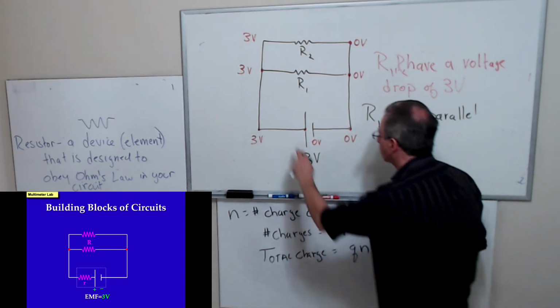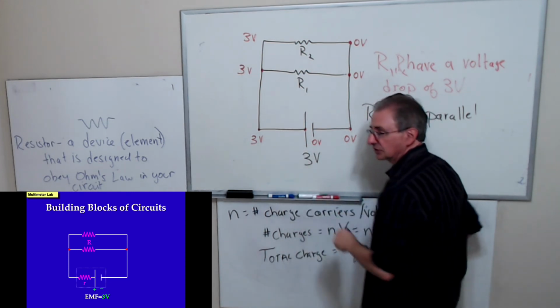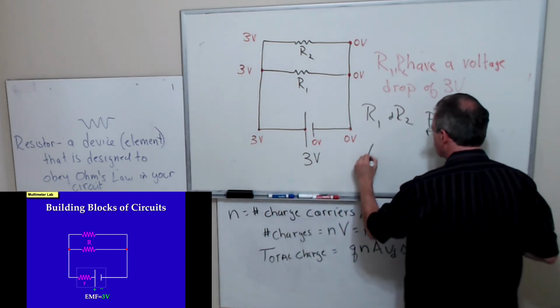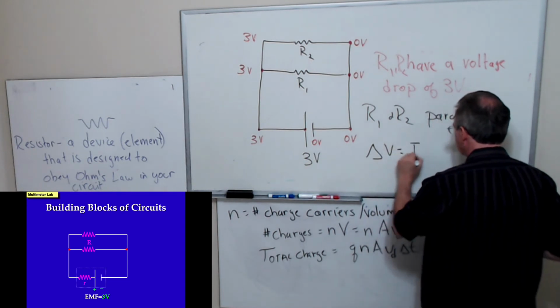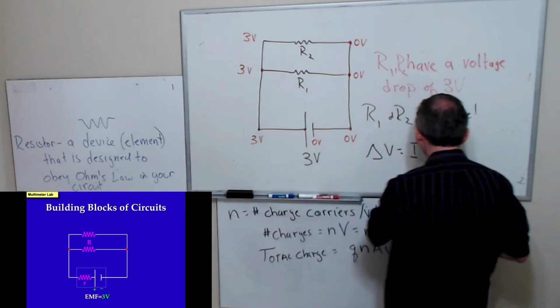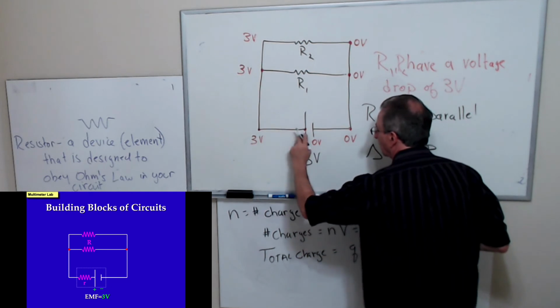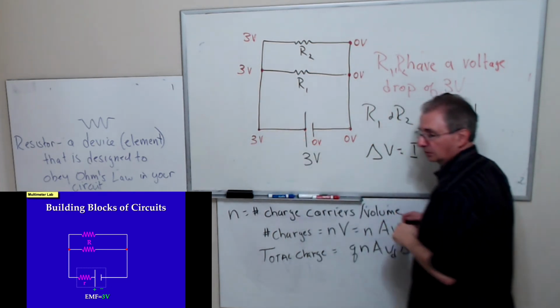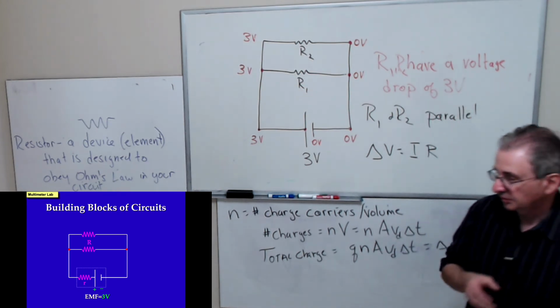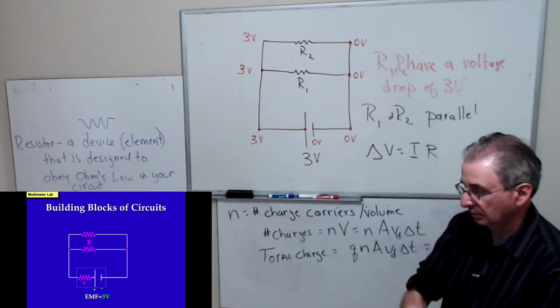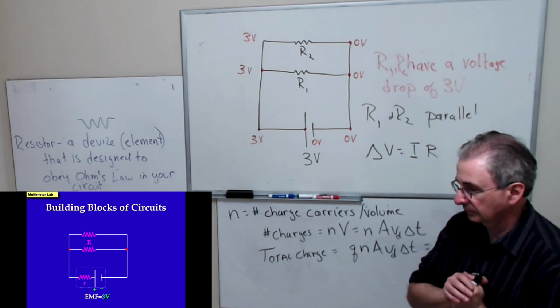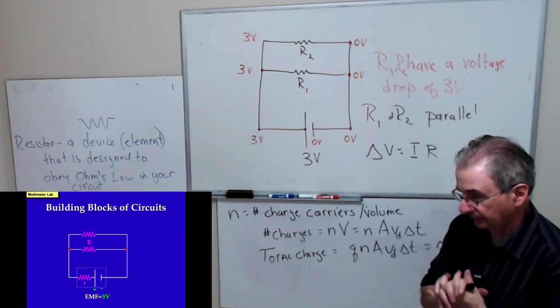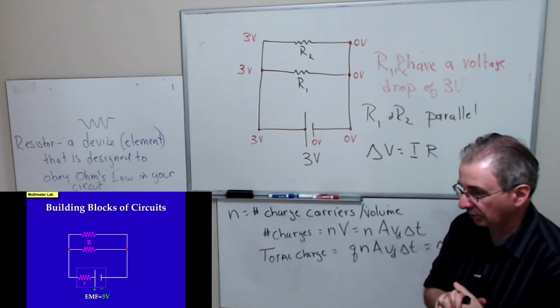The reason why I'm saying the resistance is 0 is because Ohm's law says delta V is I times R. So even if I have current going through here, R is 0, so there's no drop here. There's no drop in voltage. Are we okay?